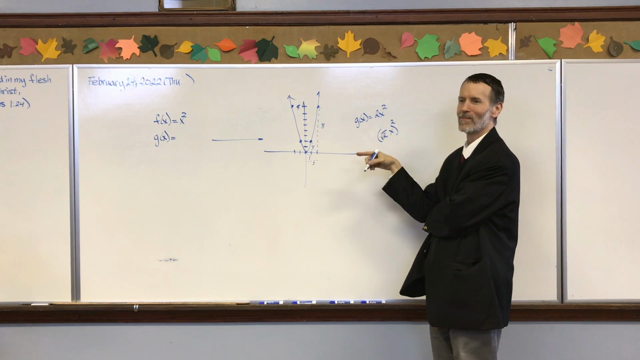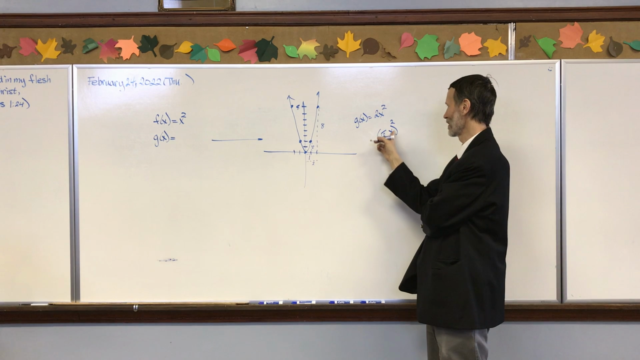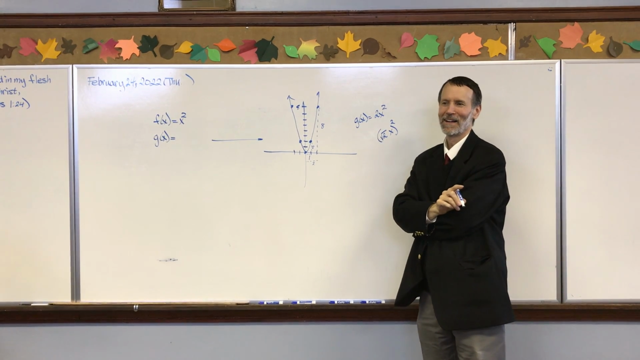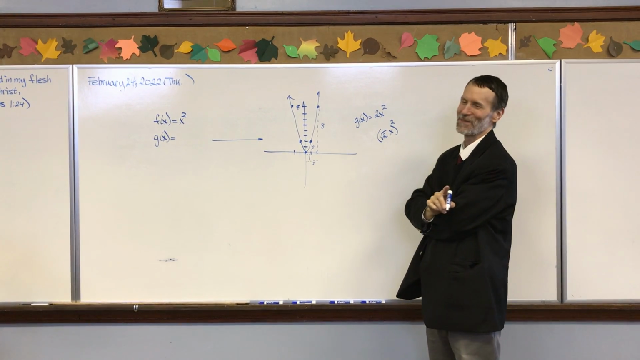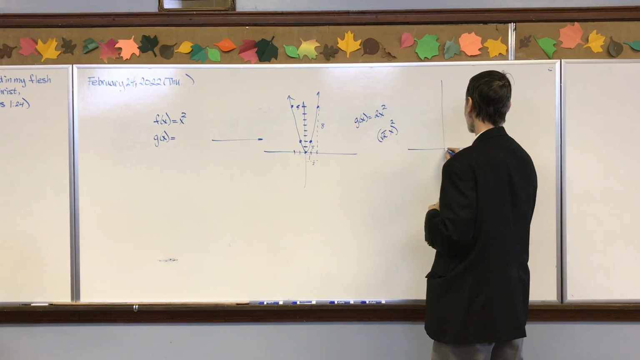Square it for me. What's radical 2 times radical 2? 2. And x times x? Yeah. Sneaky. Here's another one. This is a little easier to see.